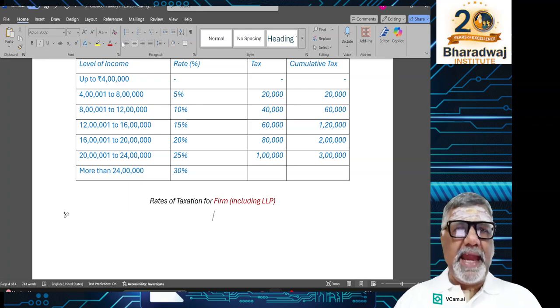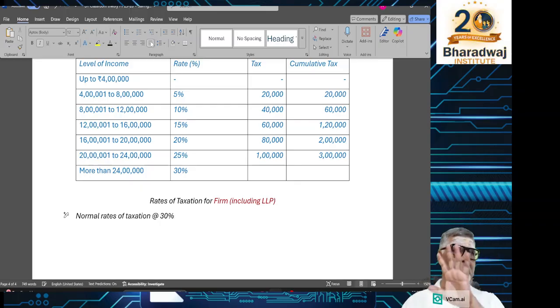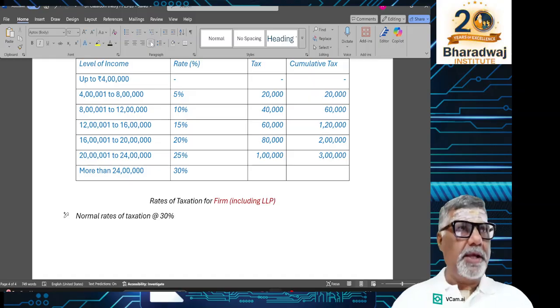Is there any basic exemption limit that is available? No. Normal rates of taxation at 30%. When I say normal rates, I mean only Finance Act based rate and not otherwise. Am I clear to you?